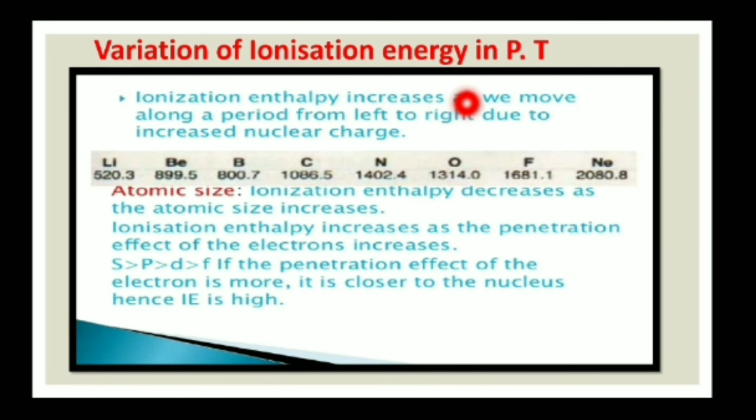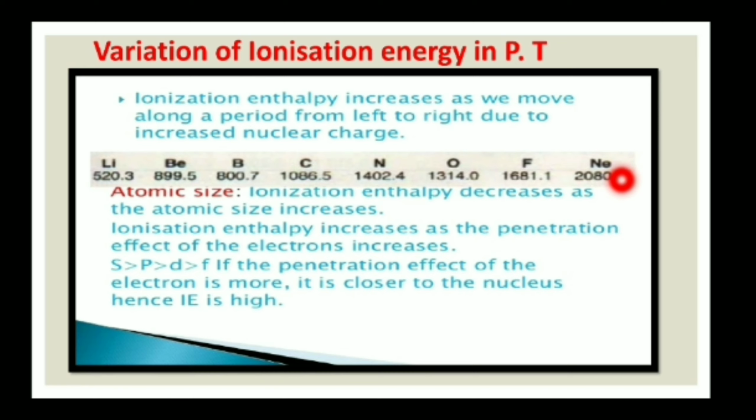See here: lithium, beryllium, boron, carbon, nitrogen, oxygen, fluorine. The ionization enthalpy goes on increasing. And ionization enthalpy is highest for the noble gases. All the noble gases have high ionization enthalpy because they are stable in nature.